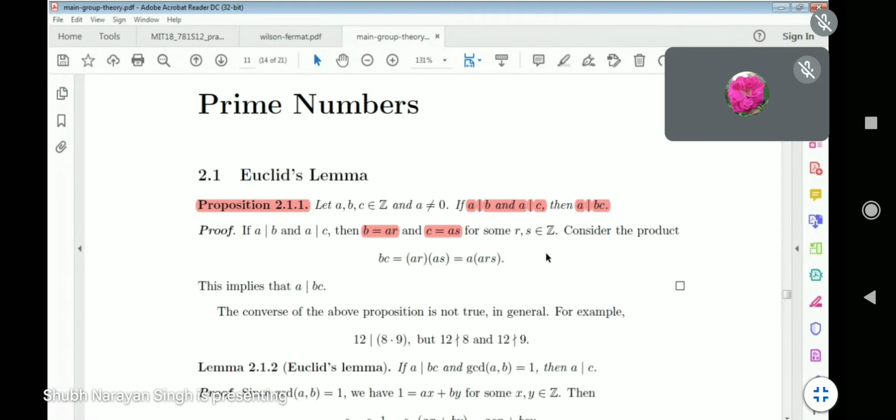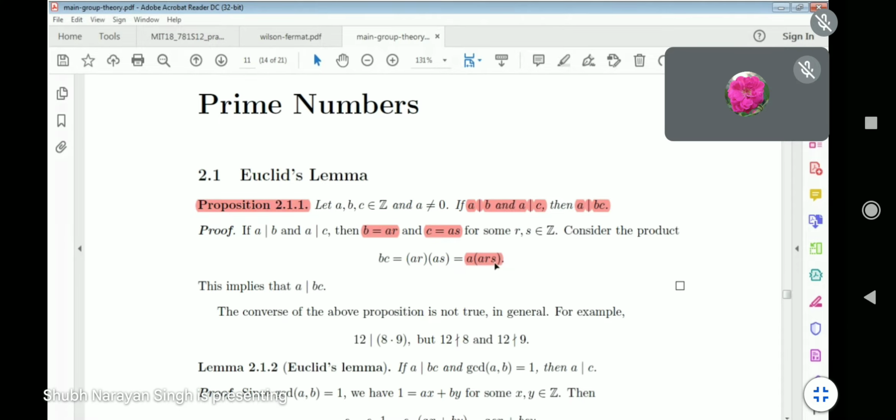Now after that, we consider this product bc, because we observe that b is nothing but a times r and c is nothing but a times s. So just consider the product of bc. So b dot c is the same as, just replace b by the ar term and c by as. Just I replace and put this one, ar as, and then after that we can manage in this way. So this bc can be written as a times ars.